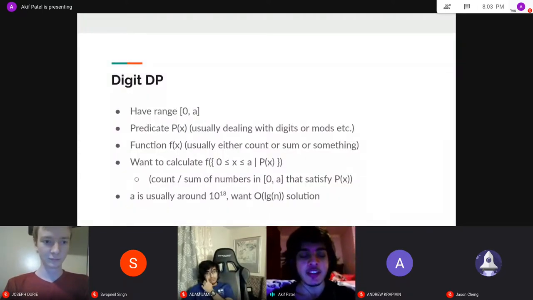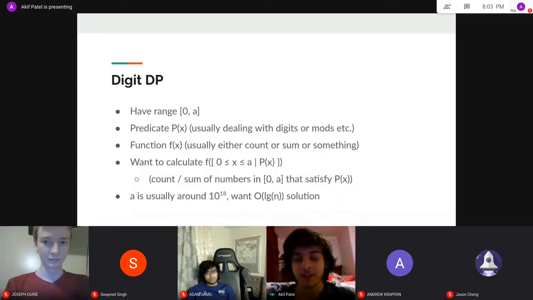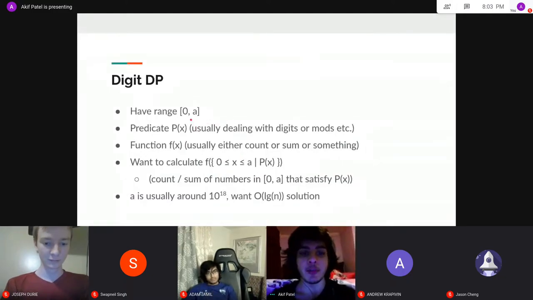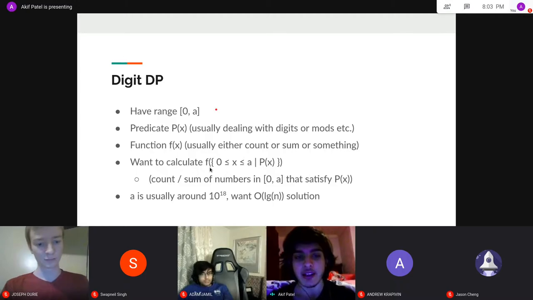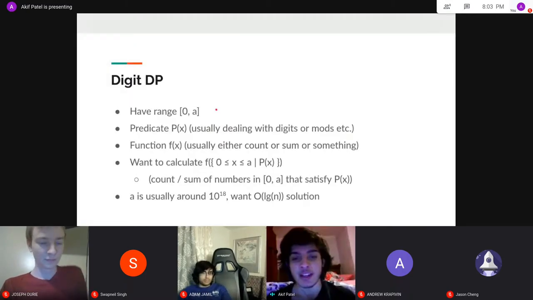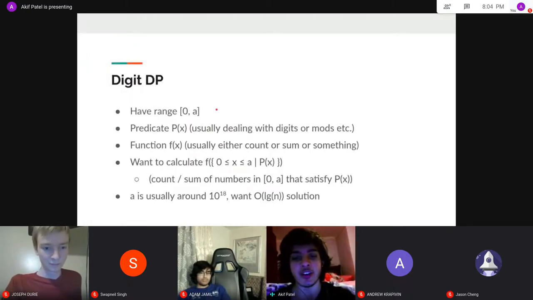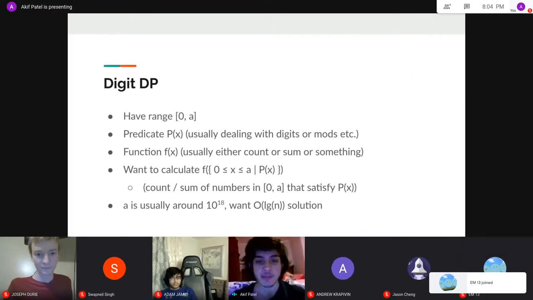So, in DigiDP, we have some sort of range that we care about. For now, we're going to consider from 0 to A, a range of integers. Okay? And we have some predicate, which is a function that takes in a number and returns either true or false. And in DigiDP, this predicate usually deals with either the actual digits of the numbers themselves, or maybe their mod remains or something, and stuff like that, right?